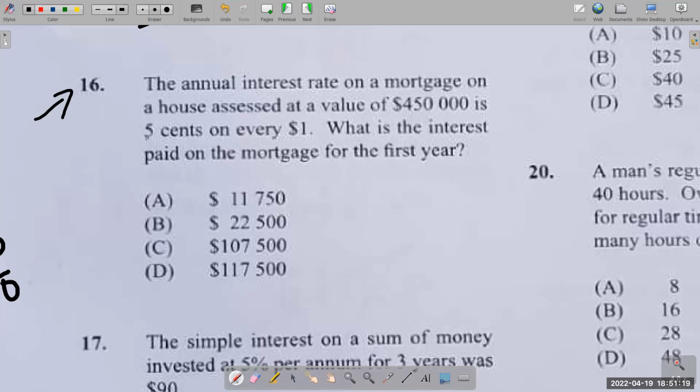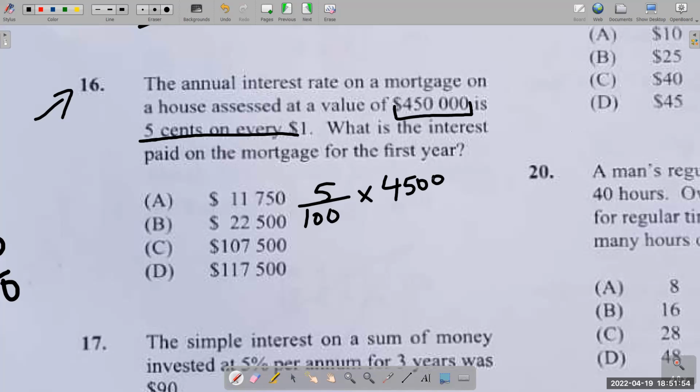Look at what this means. 5 cents on every dollar. This literally tells you what to do. What is 5 cents on every dollar? 5 cents out of a dollar. 5 cents out of 100 cents. Everybody see that? First of all, you realize how I translated this? You realize how you're supposed to translate it? Of what? Of the money, the value of the house.